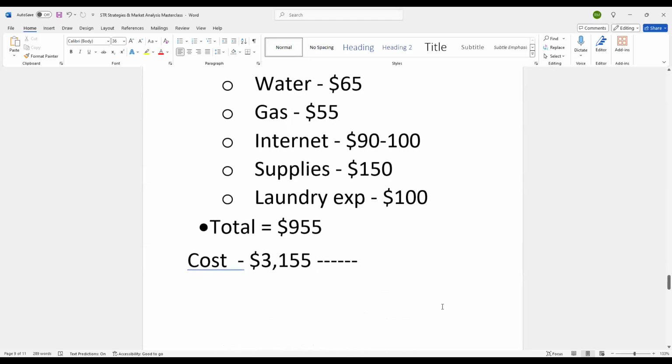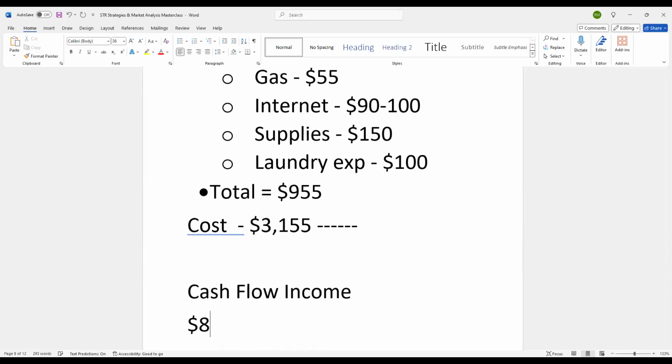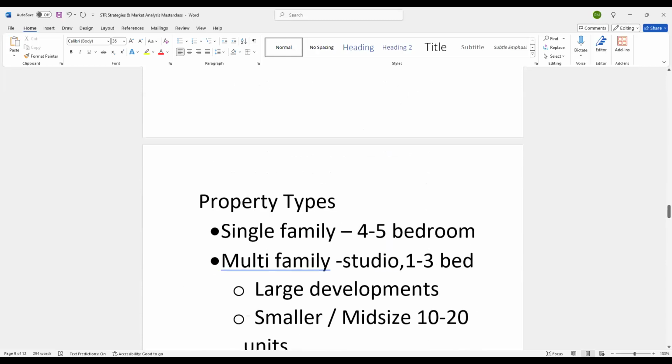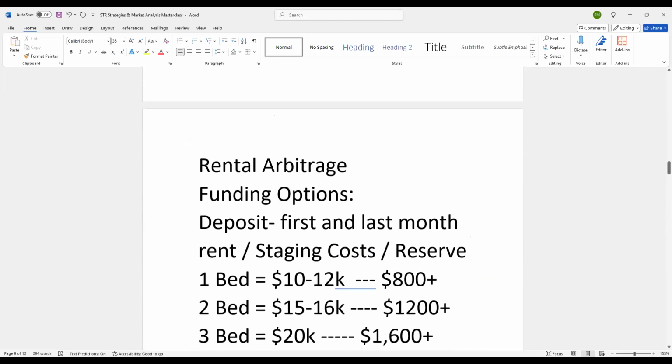So finally on rental arbitrage, and then we're going to handle some questions and then take a quick break. So cash flow, income potential: you're looking at, on smaller properties, 800, and larger properties, 3,500 plus, sometimes in the 4 to 5,000 range as well, depending on how large the properties are, how high end they are. So that gives you the deep dive on rental arbitrage.